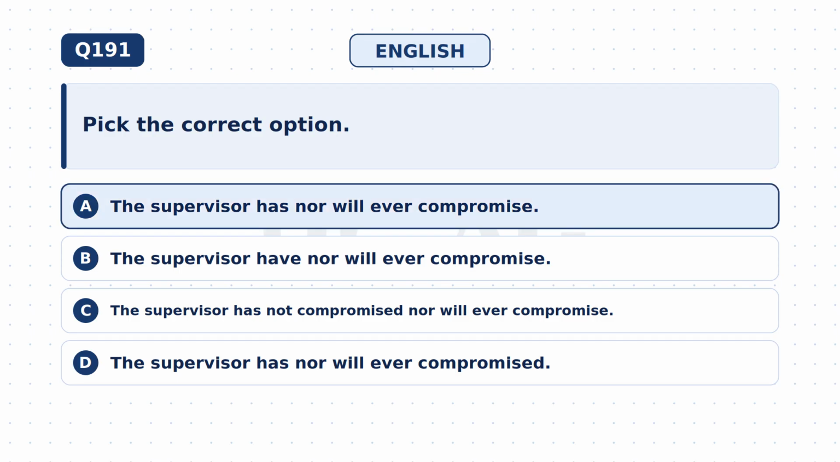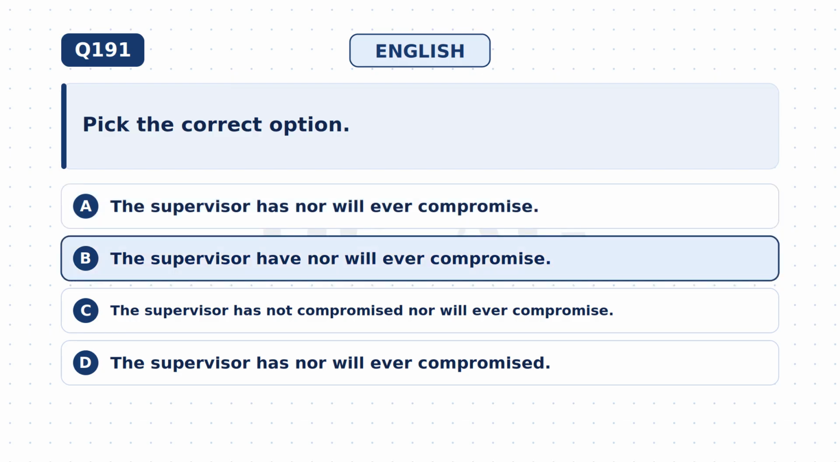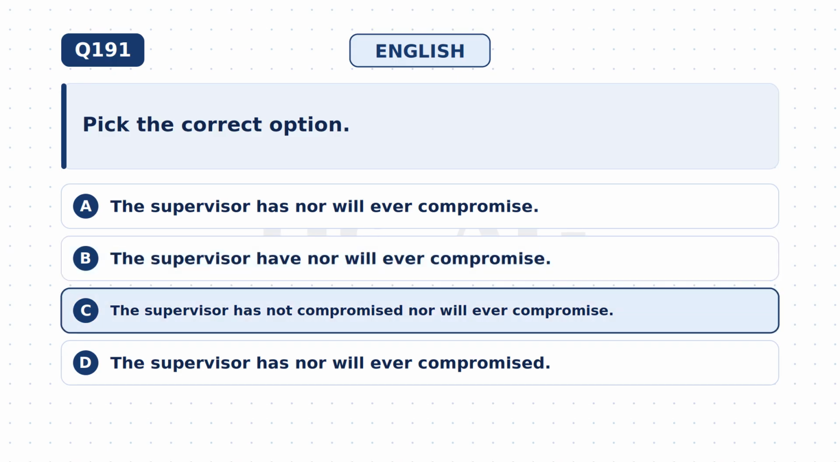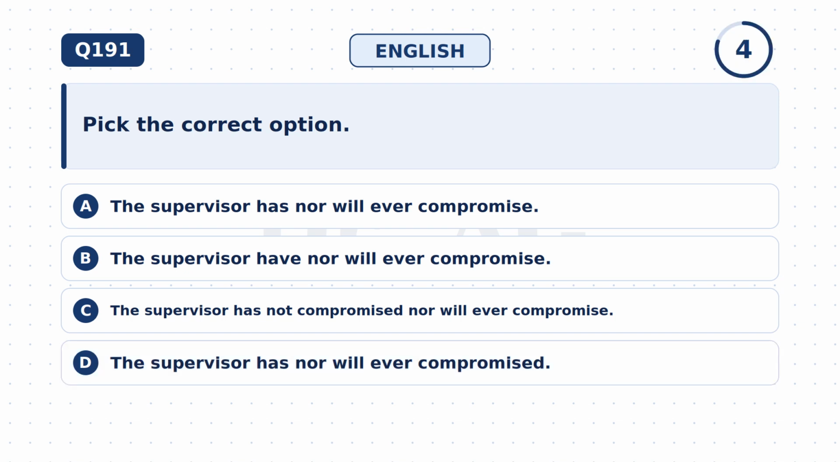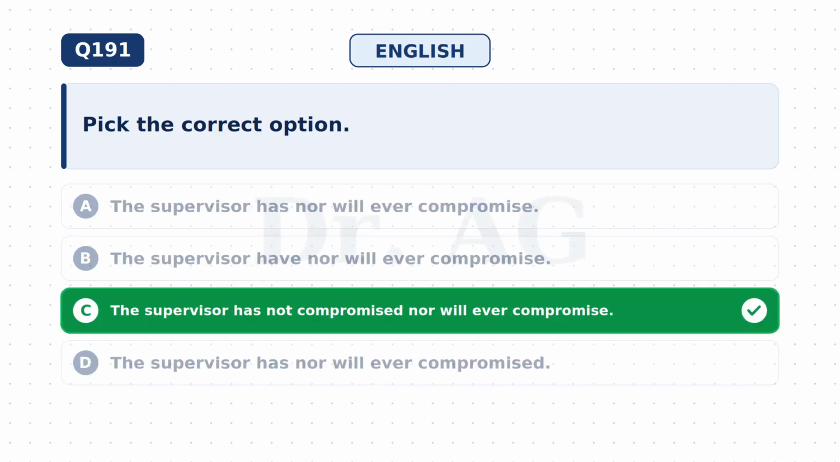Option A, the supervisor has nor will ever compromise. Option B, the supervisor have nor will ever compromise. Option C, the supervisor has not compromised nor will ever compromise. Option D, the supervisor has nor will ever compromised. The correct answer is C, the supervisor has not compromised nor will ever compromise.